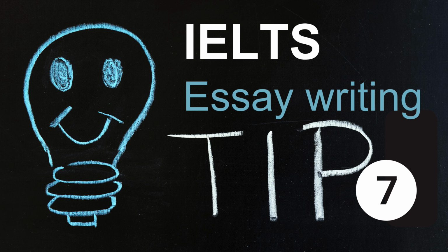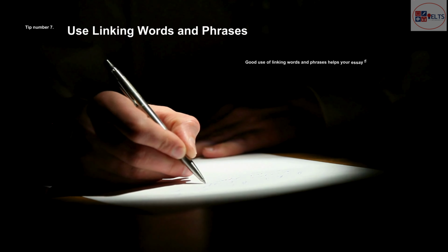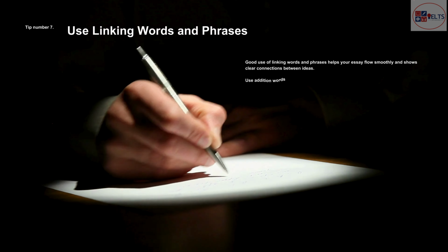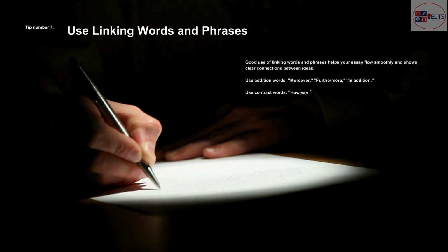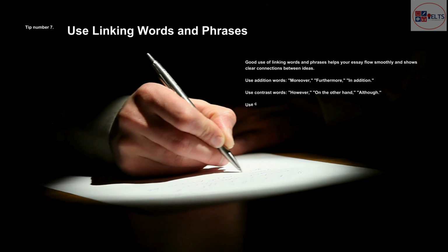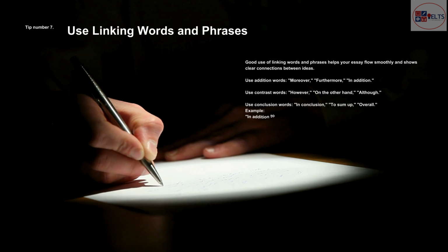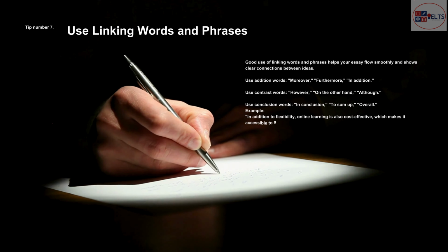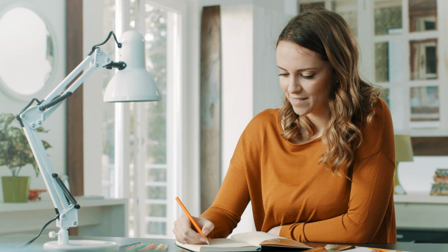Tip number 7. Use linking words and phrases. Good use of linking words and phrases helps your essay flow smoothly, and shows clear connections between ideas. Use addition words, moreover, furthermore, in addition. Use contrast words, however, on the other hand, although. Use conclusion words, in conclusion, to sum up, overall. Example, in addition to flexibility, online learning is also cost-effective, which makes it accessible to a wider range of people.